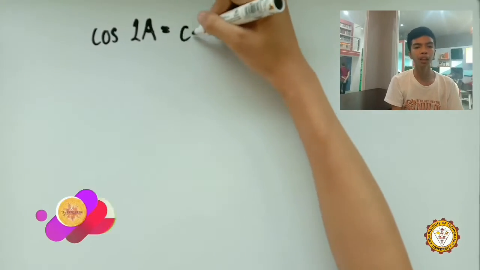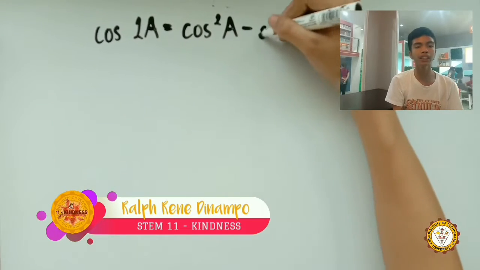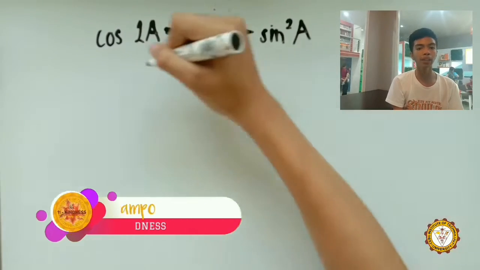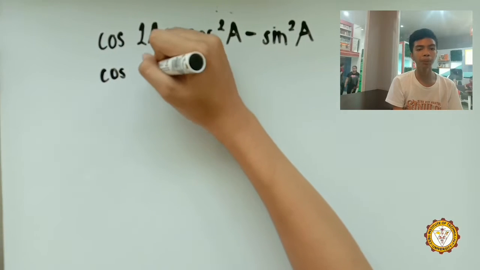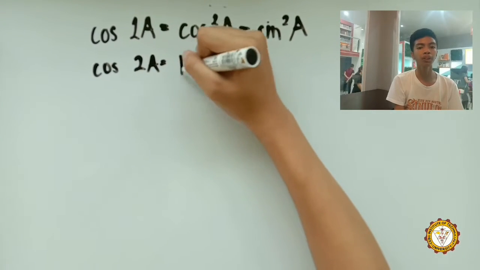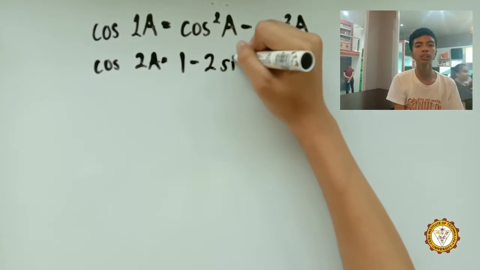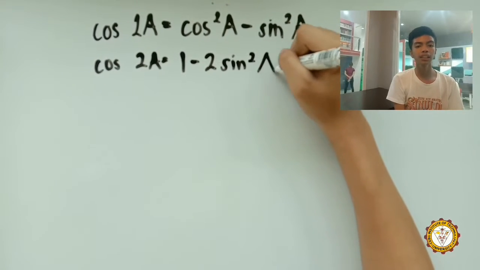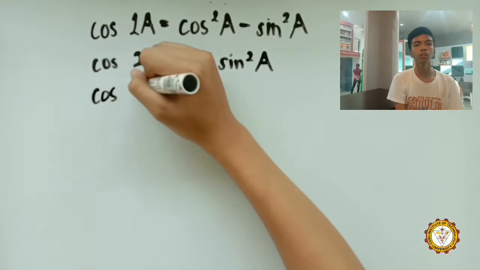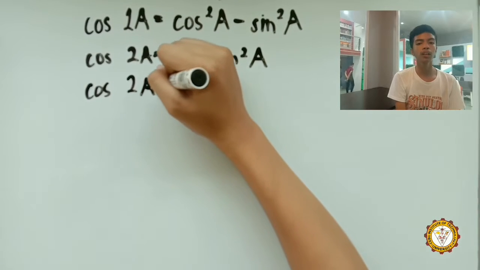Prove three formulas. First, cos 2A is equivalent to cos squared A minus sine squared A. The second formula is that cos 2A is equivalent to 1 minus 2 sine squared A. The next is cos 2A is equivalent to 2 cos squared A minus 1.